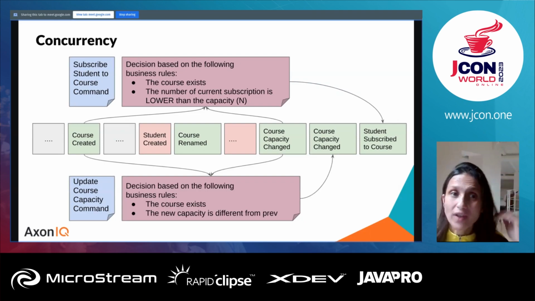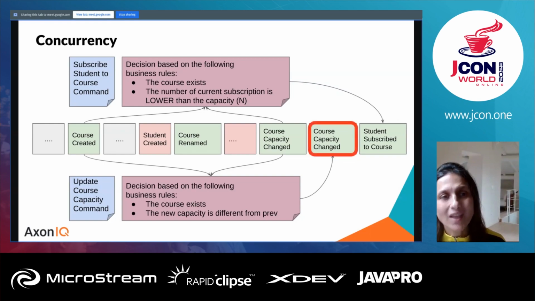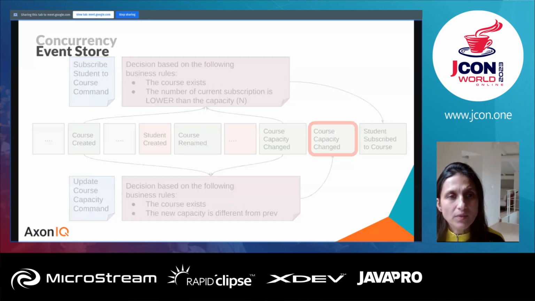publishes the subscription event. So in this case, it could happen that the capacity update that was emitted just a few milliseconds before could invalidate the choice made regarding the subscriptions. In fact, the capacity changed event had not been considered when the first handler reconstructed its model and can invalidate the decision. How can we handle this situation?